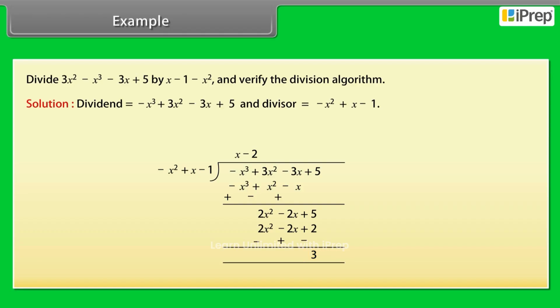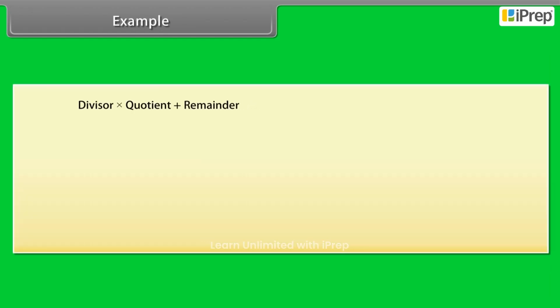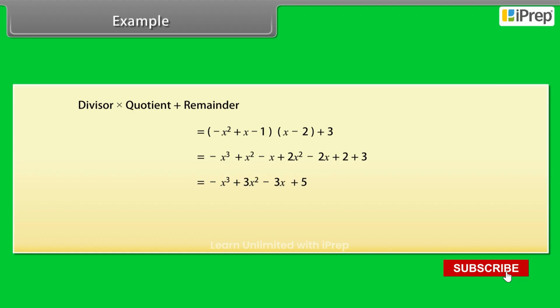Now to verify, let's see whether divisor times quotient plus remainder is equal to dividend or not. So, divisor times quotient plus remainder is equal to (minus x squared plus x minus 1) times (x minus 2) plus 3, equals minus x cubed plus x squared minus x plus 2x squared minus 2x plus 2 plus 3, equals minus x cubed plus 3x squared minus 3x plus 5, which is equal to the dividend.